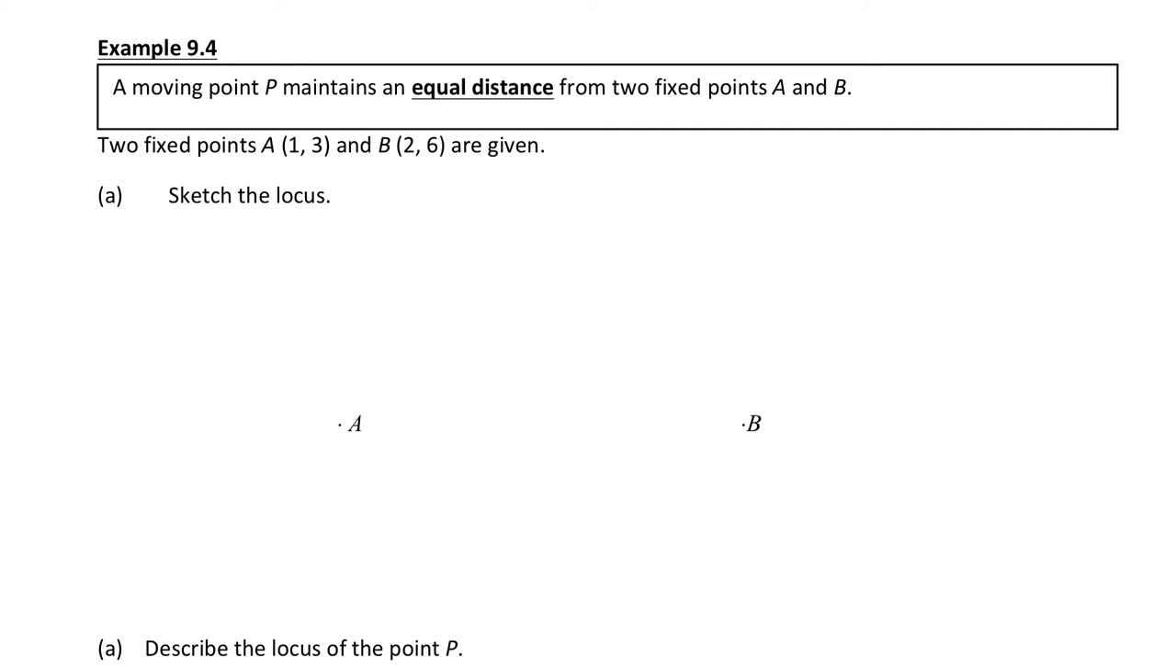Example 9.4. A moving point P maintains equal distance from two fixed points A and B. The coordinates of these two points are (1, 3) and (2, 6). What's the shape of the locus? Because P is moving with equal distance, maybe you can guess if you cannot imagine. For example, consider P is this point. You know it is impossible because PA is shorter than PB. So maybe you will move P nearby point B.